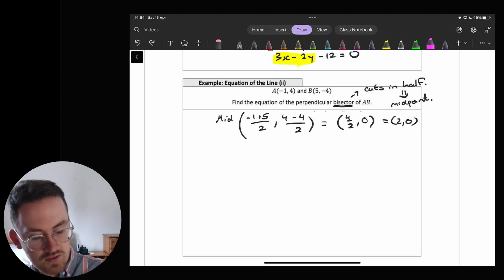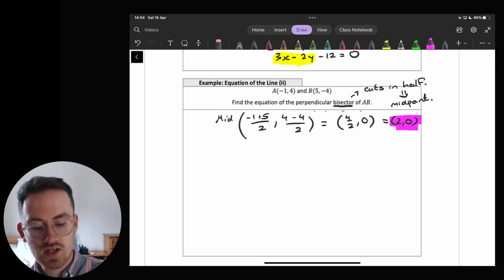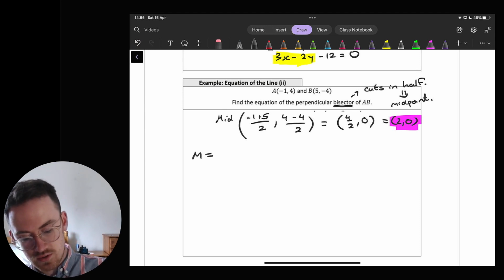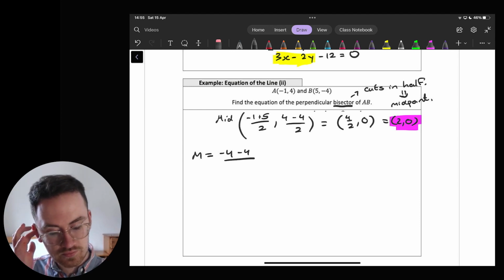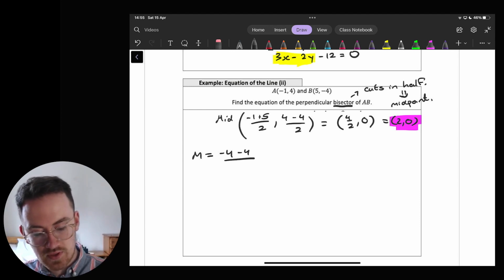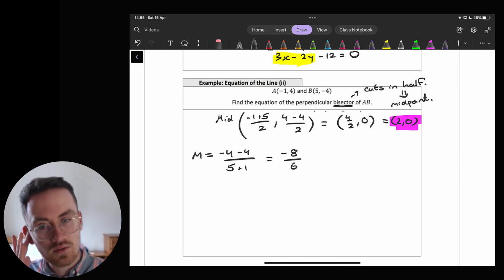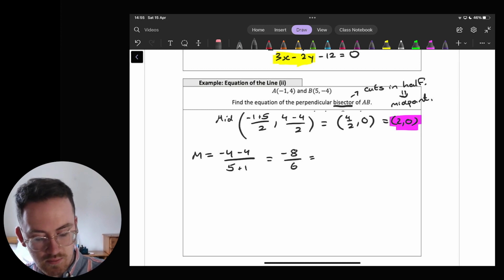So that's my point. Let me highlight in a different color there. So that's the point that I'm going to use. The other thing I need for the equation of the line is the slope. So the slope is going to be y2 minus y1 over x2 minus x1. So minus 8 over 6. Okay, and we get then minus 4 over 3.